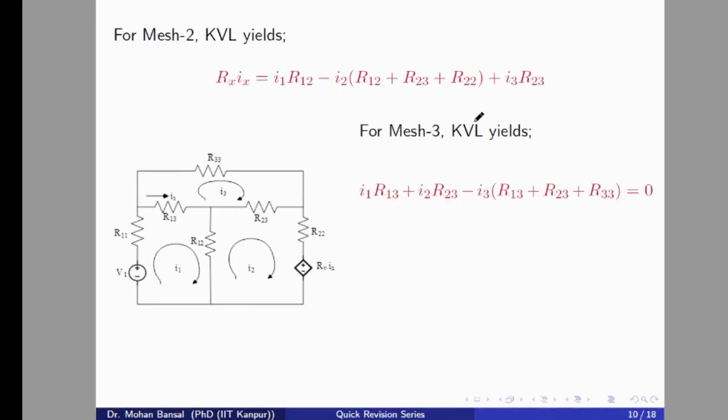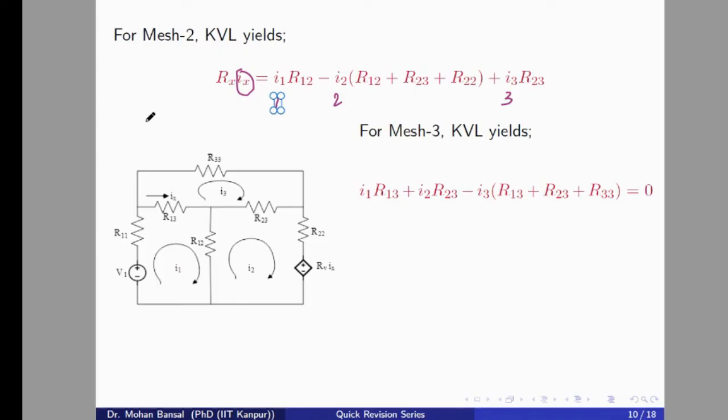Now we have three equations from three meshes, but we have four variables. One is I1, second is I2, third is I3, and fourth is Ix also. So we require one more equation. We can't solve four variables with three equations only.